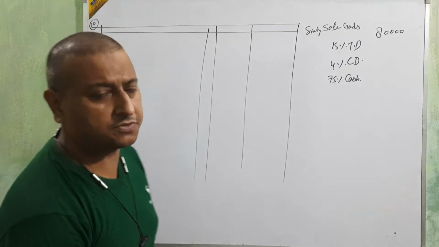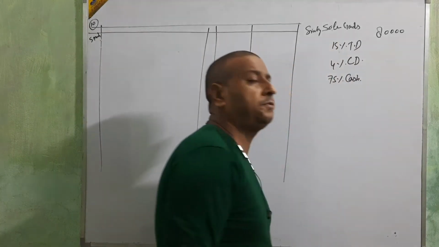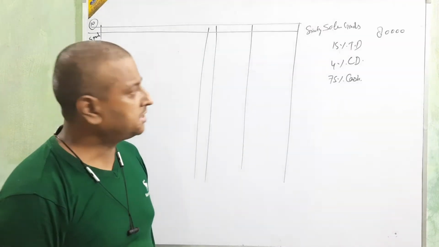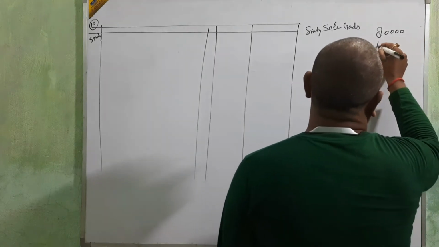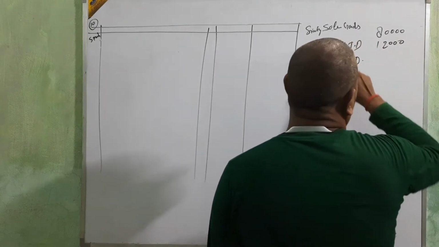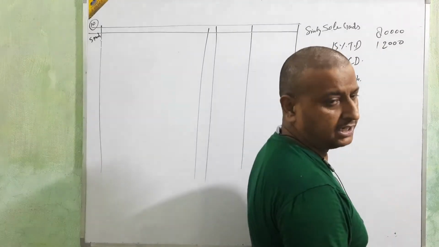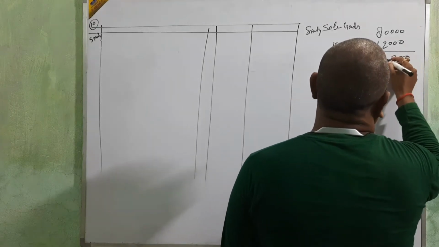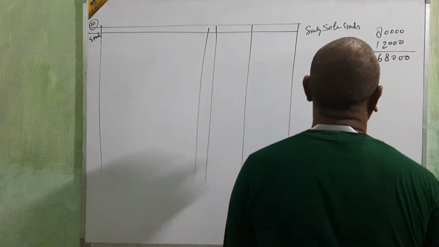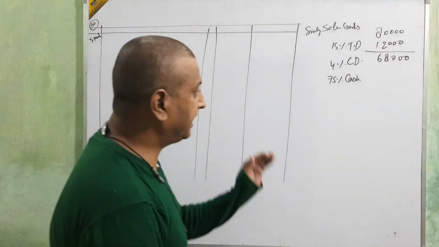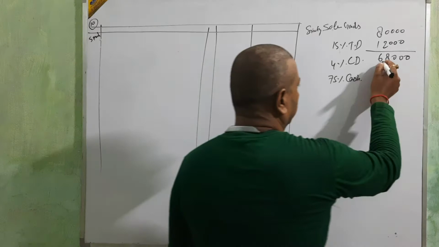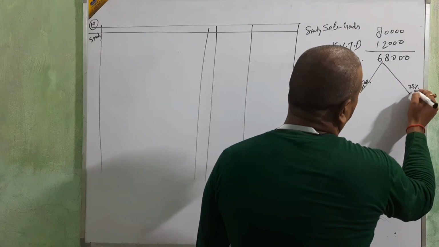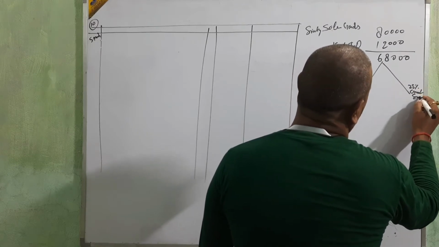Clear? Now first we are going to less the trade discount. Trade discount 15% means 10% is 8,000, 5% is 4,000 more, 12,000. Then the remaining amount is 68,000. Now we are going to take 75% as cash and 25% credit for Shruti.